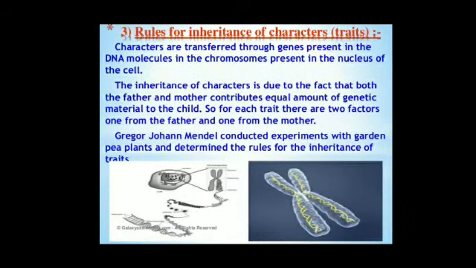Now the rules for inheritance of characters or traits: characters are transferred through genes present in the DNA molecule in the chromosomes present in the nucleus of the cell. The inheritance of characters is due to the fact that both the father and mother contribute an equal amount of genetic material to the child. So for each trait there are two factors, one from the father and the other from the mother. Gregor John Mendel conducted experiments with the garden pea plant and determined the rules for the inheritance of traits.